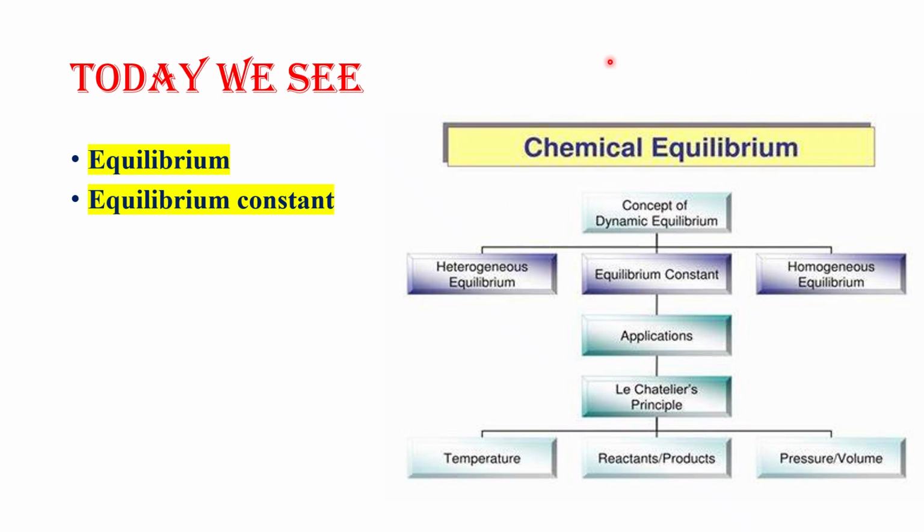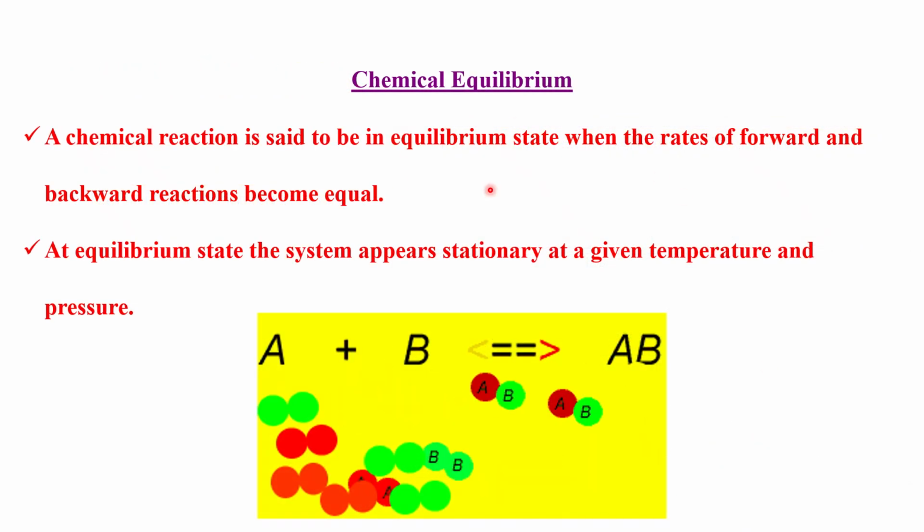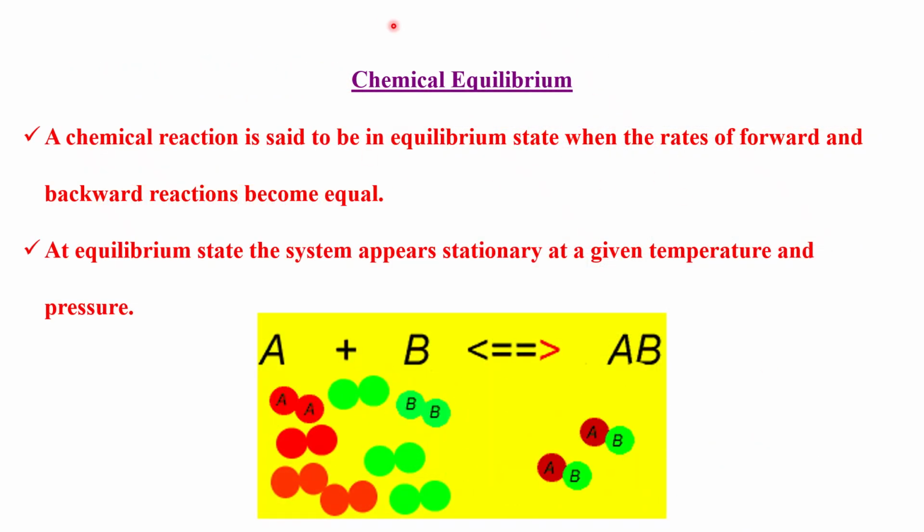Chemical equilibrium contains two types: one is heterogeneous and the other homogeneous. In the next classes we will see about Le Chatelier's principle and how it is based upon temperature, pressure, volume, and reactants and products. So, first we see about chemical equilibrium.